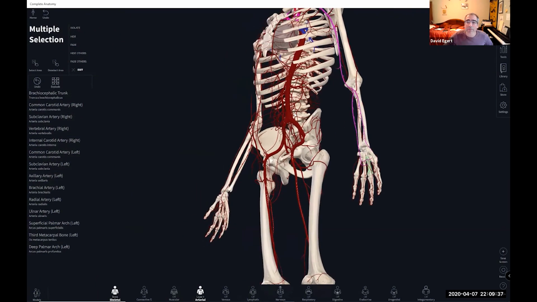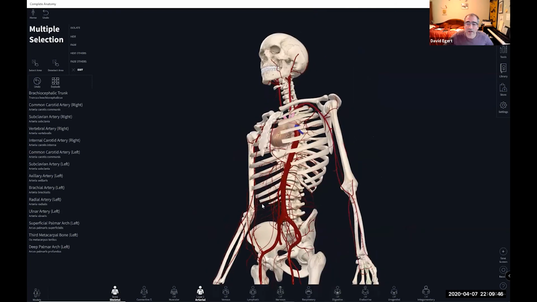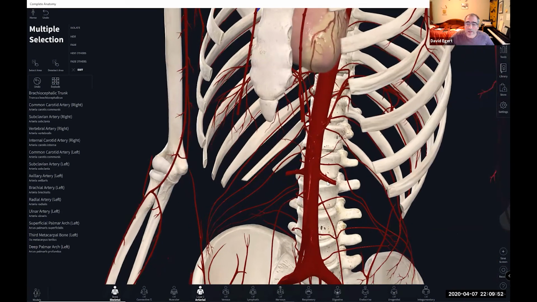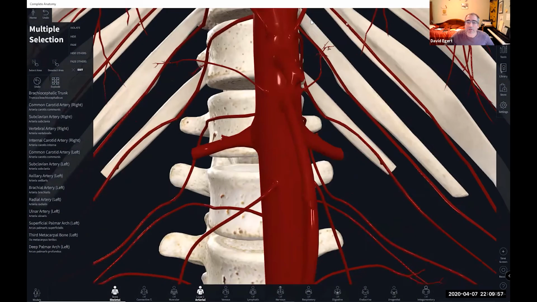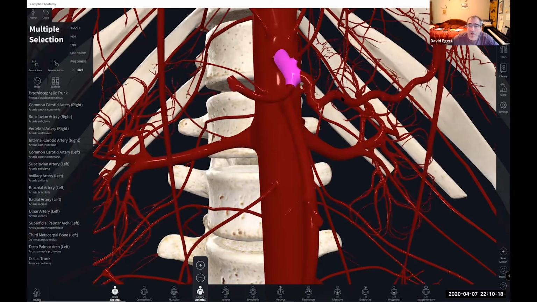If we go look below, now let me turn off some of these layers. Right here, this is supposed to be the celiac trunk. So this is right below your diaphragm, getting into the abdominal cavity. This is the thing that is taking off to go to the spleen, to the liver, to the stomach. If I add in another layer here, we should see that happening. There we go.